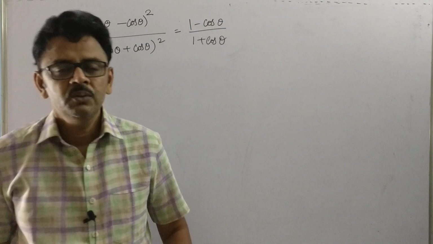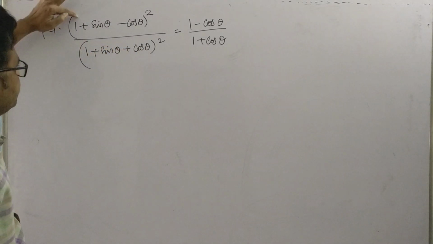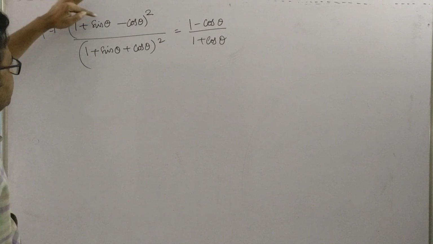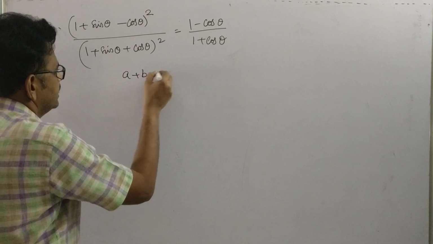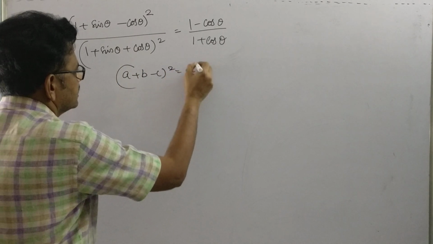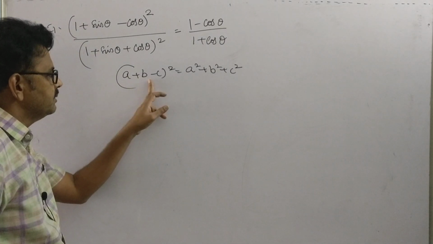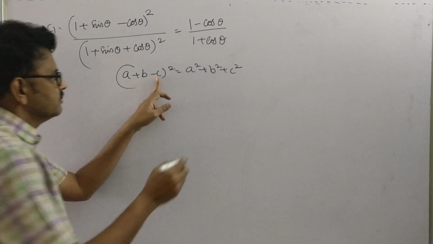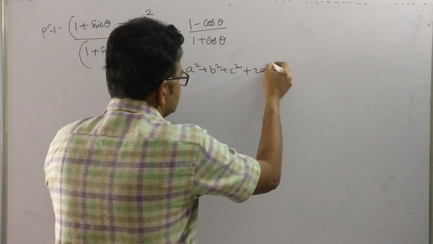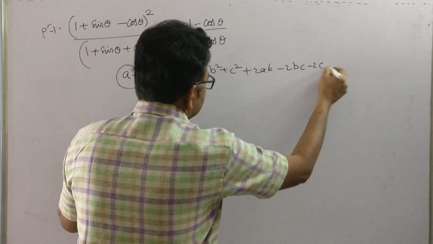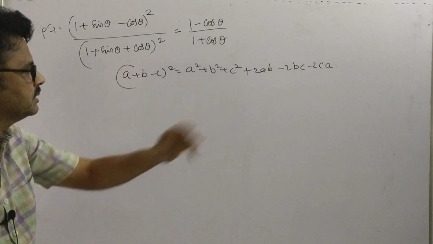So in this problem there is no logic, the only thing is expansion. Here we have the a plus b minus c whole square form. A plus b minus c whole square is a square plus b square plus c square plus 2ab, where minus c you get simply minus c, so plus 2ab minus 2bc minus 2ca. For the denominator, a plus b plus c whole square, all terms are positive.